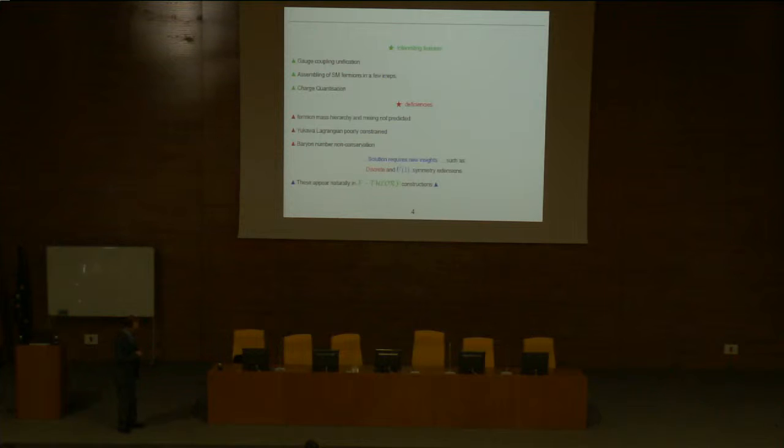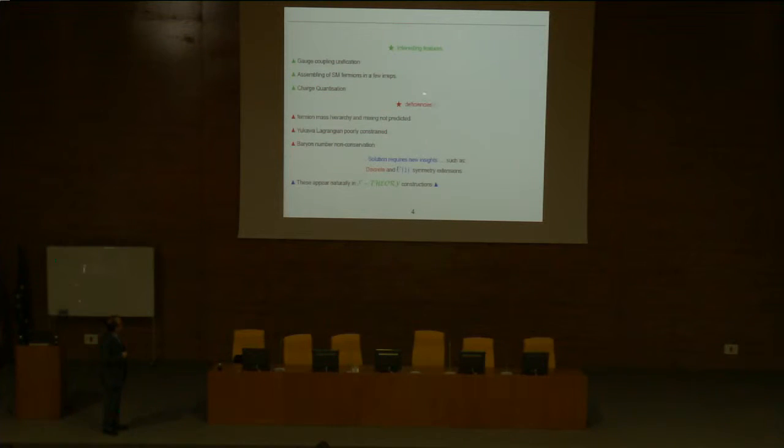Okay, just for motivation, let me start with well-known properties of the old ordinary GUTs. And these are the following. There are interesting features in the old GUTs, and among them is the gauge coupling unification, of course, the assembling of the standard model fermions in a few representations, like the 10 and 5 of SU(5), or the 16 of SO(10), and charge quantization, as we know.